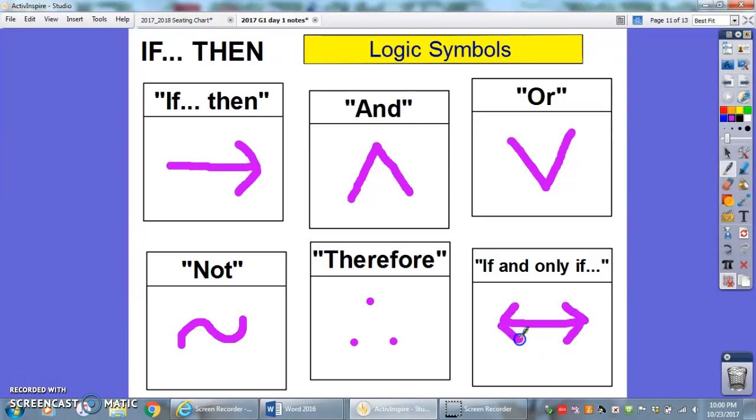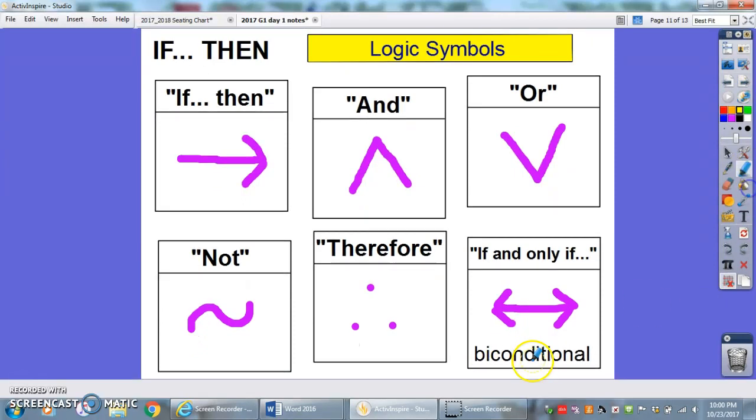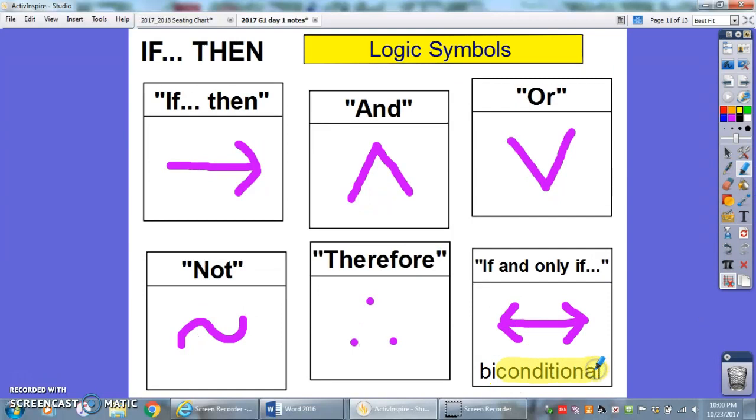Alright, so write this down as well. I'm going to use my type tool. If and only if is called the biconditional. So you see the word conditional, that's the if-then statement we learned. But by, like a bicycle, bicycles have 2 wheels, so by means 2. So biconditional has 2 ifs, if and only if. So you may see that again. So those are the symbols.